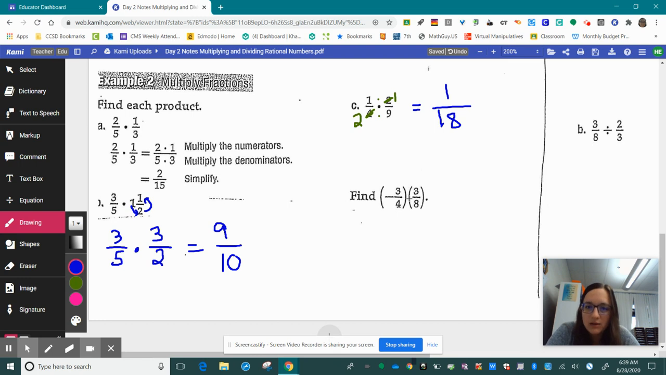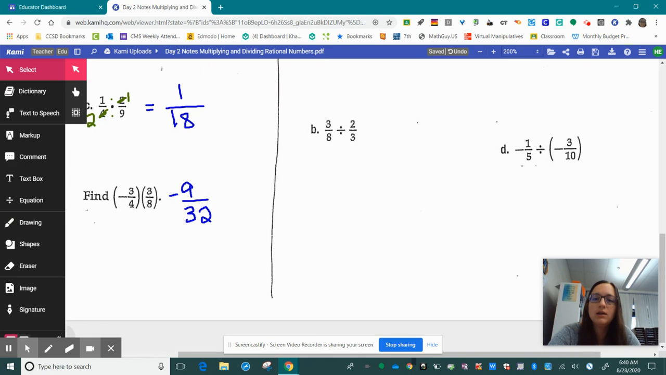All right, same thing here. It looks like we can't simplify diagonally at this point. Oh, did I check my signs? Positive times a positive is a positive. We're good. All right, so here's our first one with integers with negative numbers. So we can multiply straight across. 3 times 3 is 9. We have 4 times 8 is 32. Same signs are positive, but these are different signs. So it's a negative 9/32.